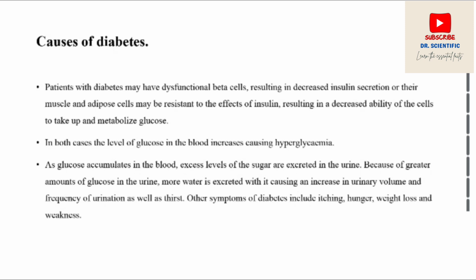As glucose accumulates in the blood, excess sugar is excreted in the urine, which we call glycosuria, a symptom caused by the greater amount of glucose in the urine. More water is excreted with it, causing an increase in urine volume, polyuria, and frequency of urination, as well as thirst. Other symptoms of diabetes include itchy skin, hunger, weight loss, and weakness.